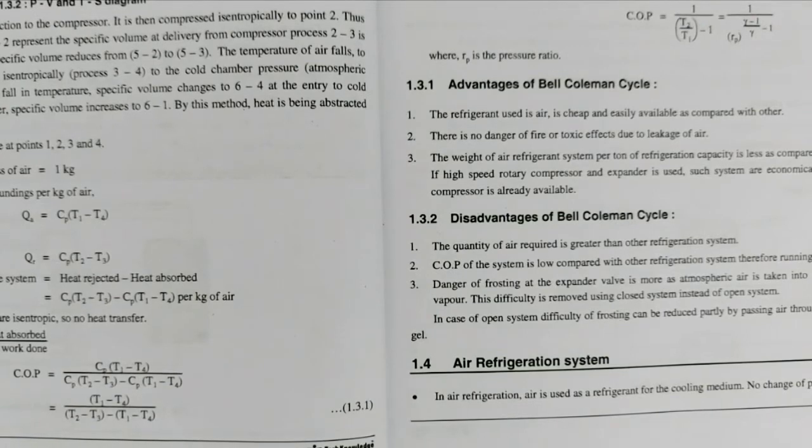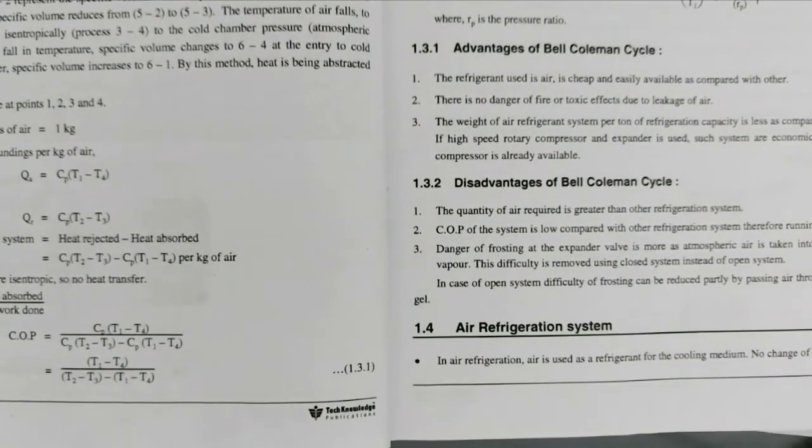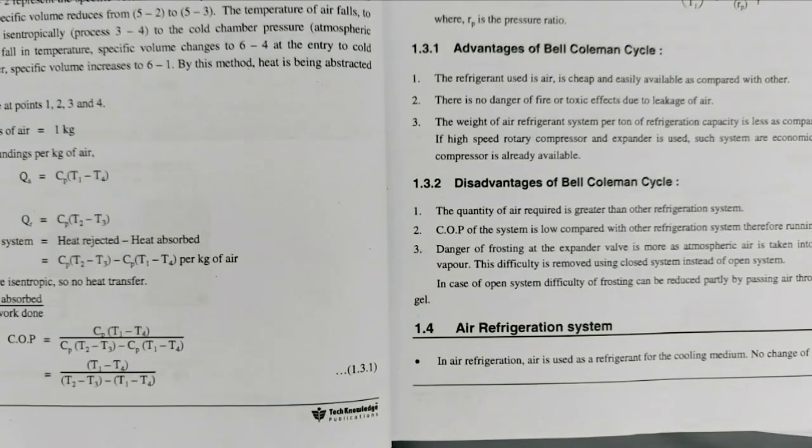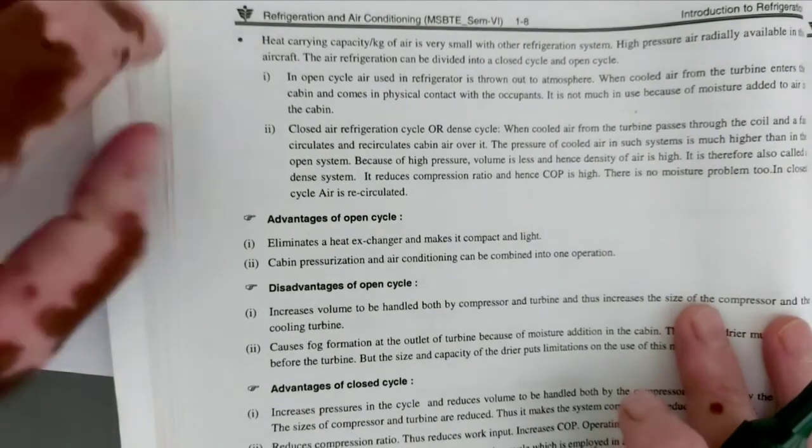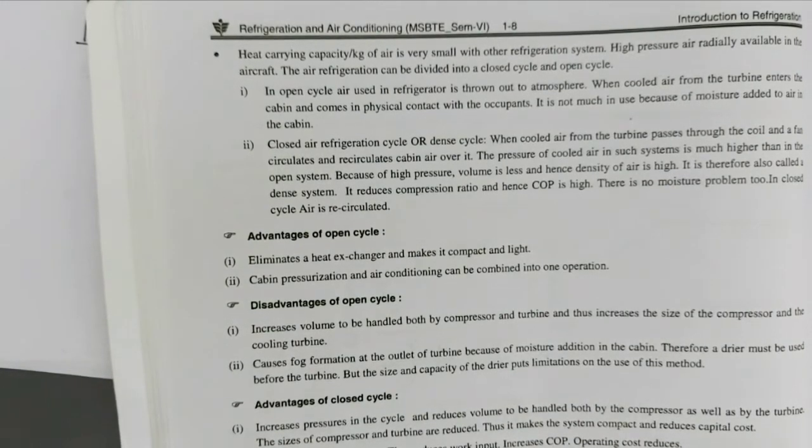Now, air refrigeration system. In air refrigeration, air is used as a refrigerant or cooling medium. There is no change of phase throughout the system. Heat carrying capacity per kg of air is very small compared with other refrigeration systems. High pressure air is readily available in the aircraft. The air refrigeration system can be divided into closed cycle and open cycle.